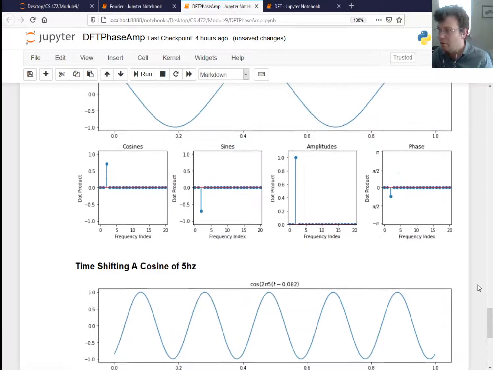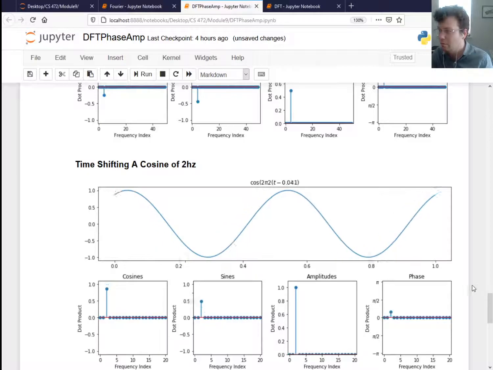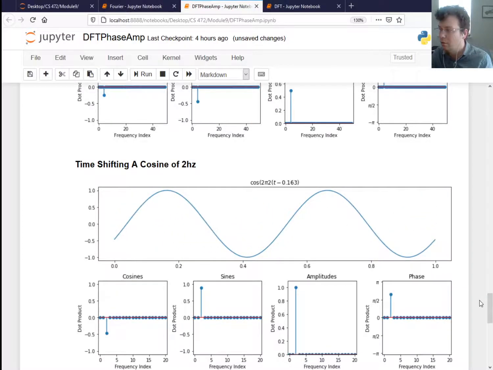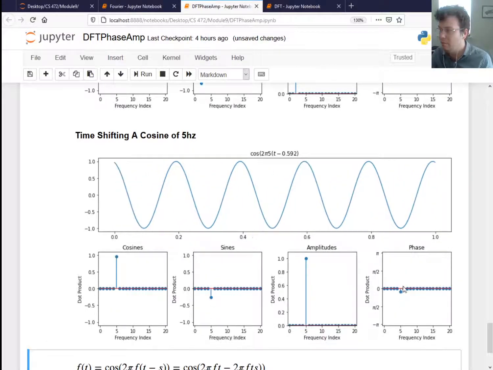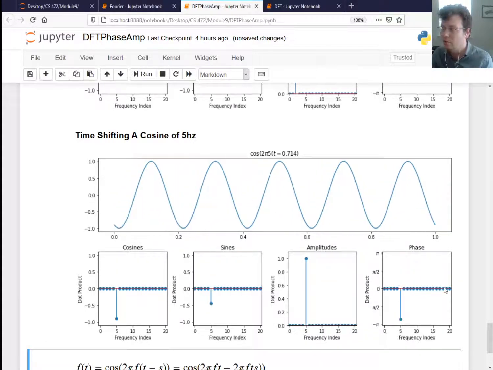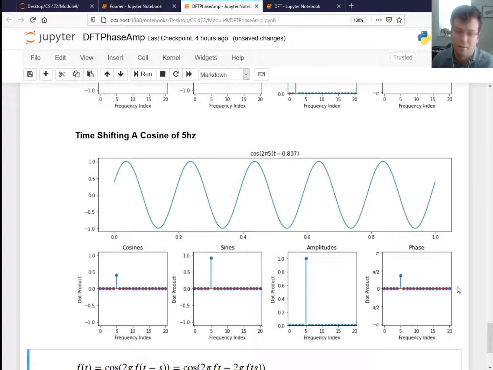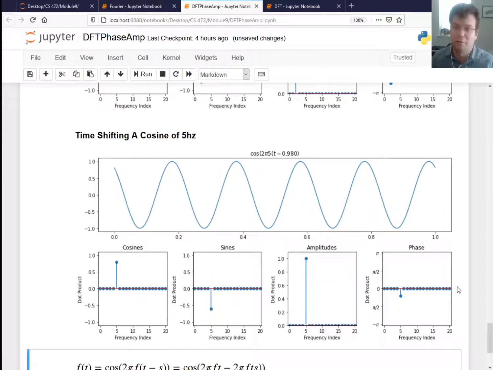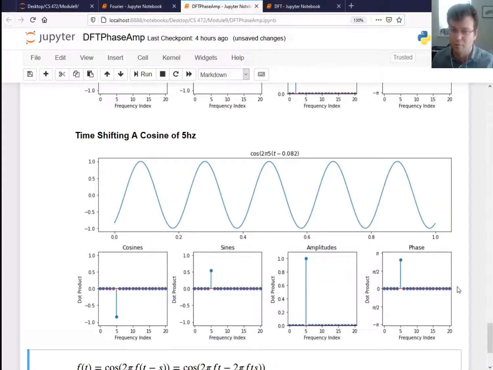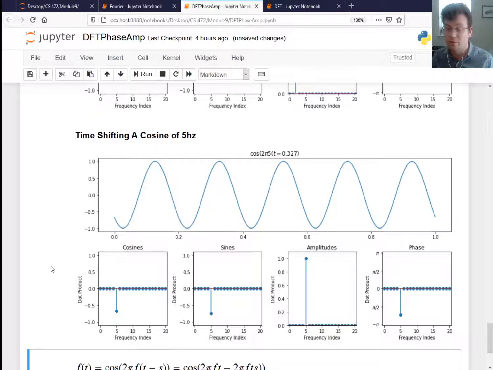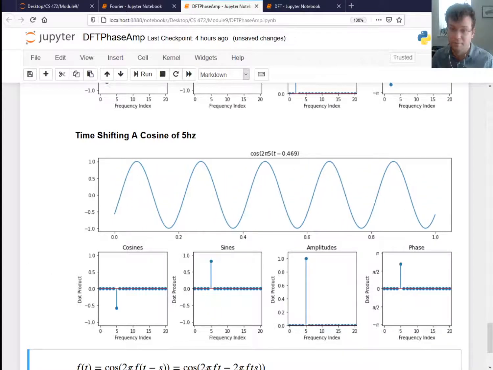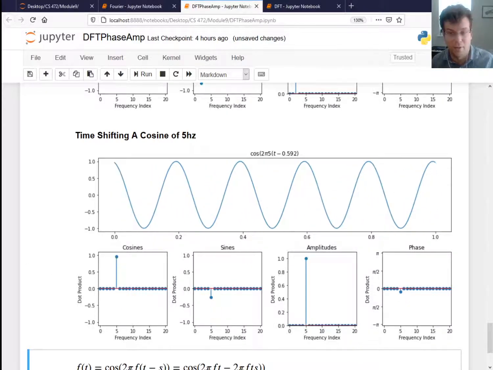So if I compare this plot up here, where it's only 2 hertz, to this plot down here, I can see that for the same shift amount, the phase changes more dramatically. So in a moment, I'm going to show you some really cool patterns that come out of this with more complicated waves. But that is the basic idea of the discrete Fourier transform and its phase and amplitude. Okay, so just a quick exercise on that.